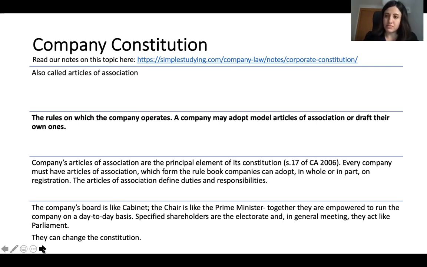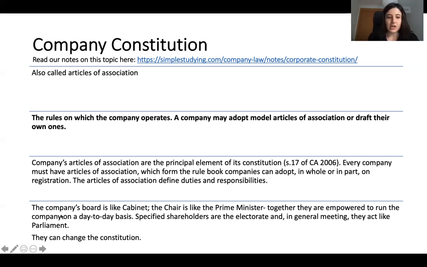A company may adopt model articles of association that are offered by Companies House in the UK, or you can draft your own as well. A company's articles of association are the principal element of its constitution. Section 17 of the Companies Act 2006 is the relevant section for this. Every company must have articles of association, which form the rule book companies can adopt, and it defines duties and responsibilities of the members of the company.